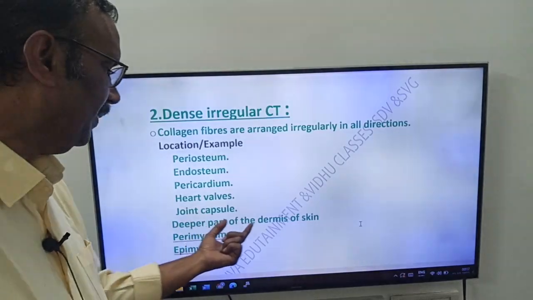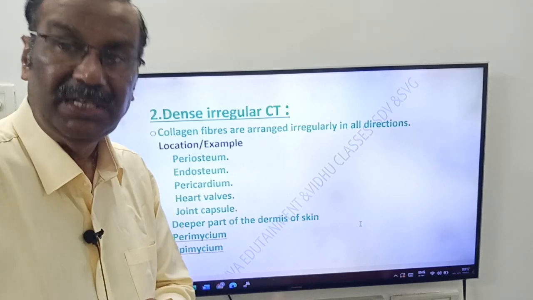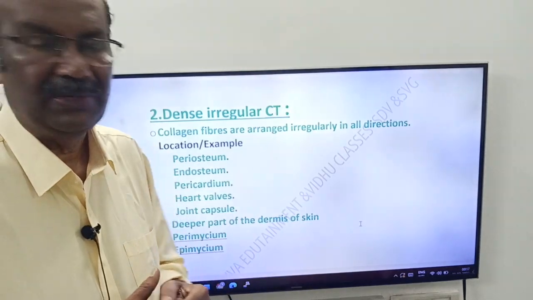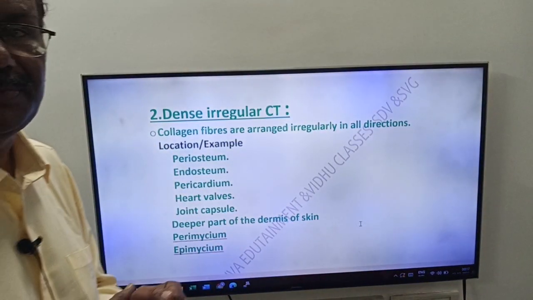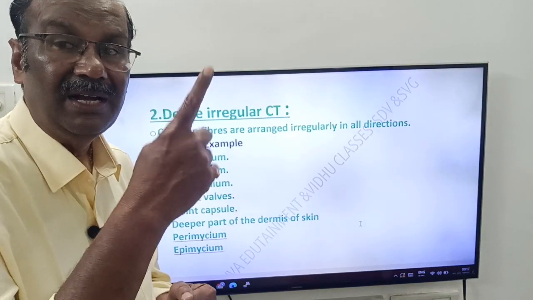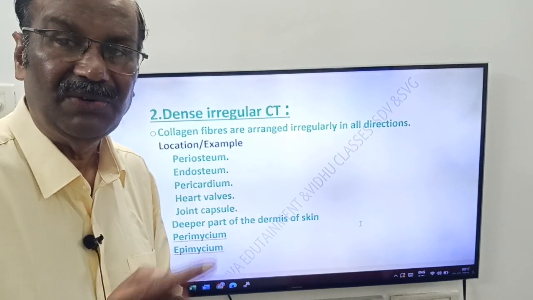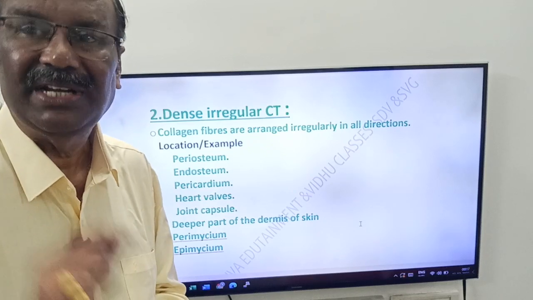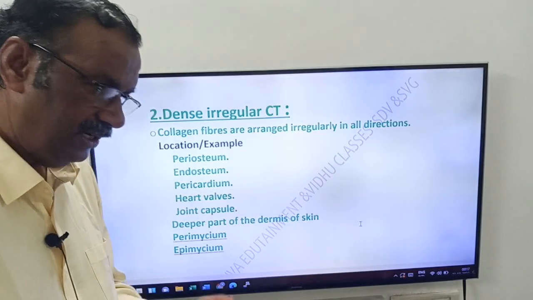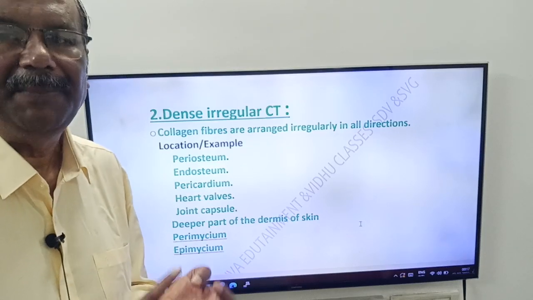Next, friends, deeper part of the dermis of skin. So we have skin, friends. Skin has epidermis and dermis. Deeper part of the dermis also has dense irregular connective tissue. In addition to this, what, friends? Perimysium and epimysium. Friends, what is perimysium? What is epimysium? Epimysium is the connective tissue layer which surrounds the muscle. Perimysium is a connective tissue layer which is present around the fascicle. So perimysium, epimysium, deeper part of the dermis of the skin, joint capsule, heart valves, pericardium, endosteum and periosteum.